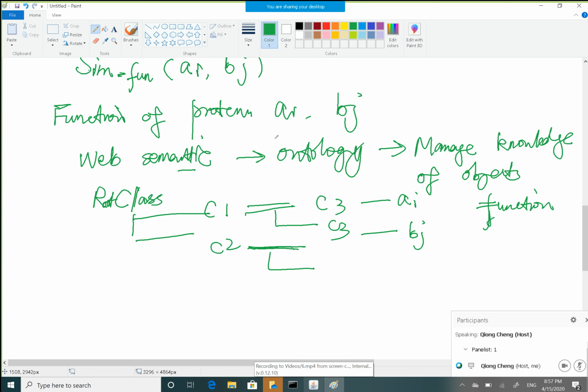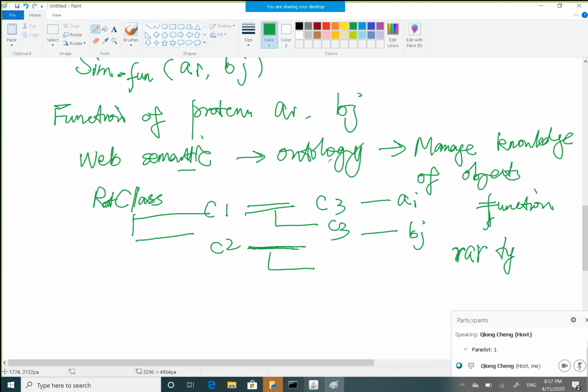When you want to compare the function of A and Bj, you check which common class they belong to, and how rare this could be. Rarity corresponds to how much chance these two proteins can belong to that group, and how much probability A and Bj happen to be in the same function group. It's called rarity, right?